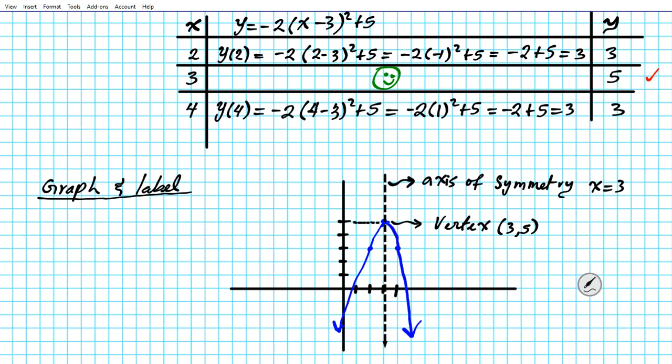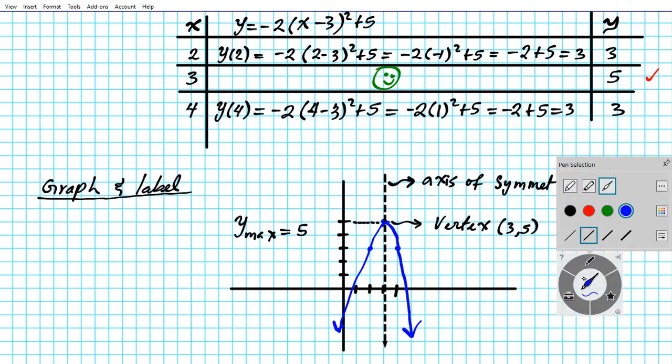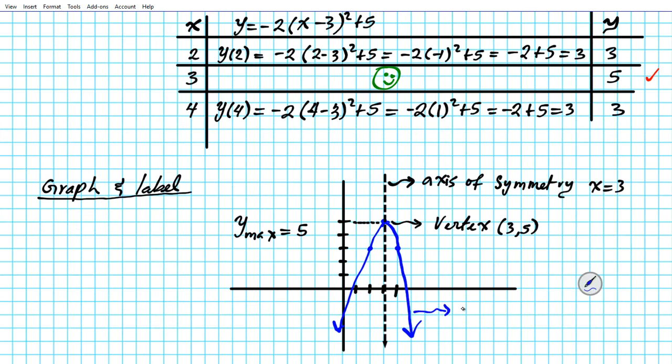This output value right here, that is our maximum y value. So we have a y max of 5. Okay, so all these labels clearly show how our computations relate to the graph under consideration. Okay, and this is the function that we graphed, y equals negative 2 times (x minus 3) squared plus 5. Okay, so this is how you graph quadratic functions when they are provided in vertex form.